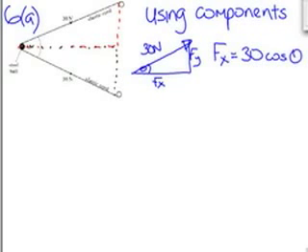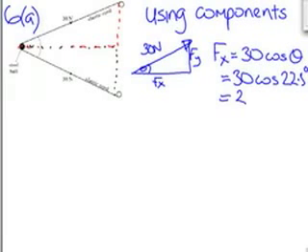Now we know from our earlier work on vectors that Fx is given by 30 cos theta. And that's 30 multiplied by the cosine of 22.5 degrees. And that comes to 27.7 newtons. So that's the horizontal component of the upper 30 Newton force, giving me 27.7 newtons.